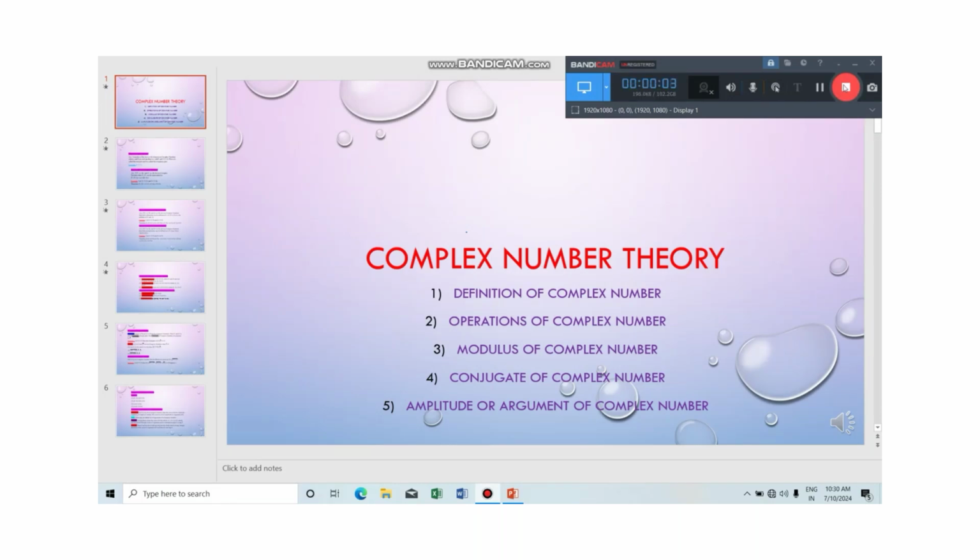Hello everyone. In today's class, we will talk about complex number theory. So let's proceed further.